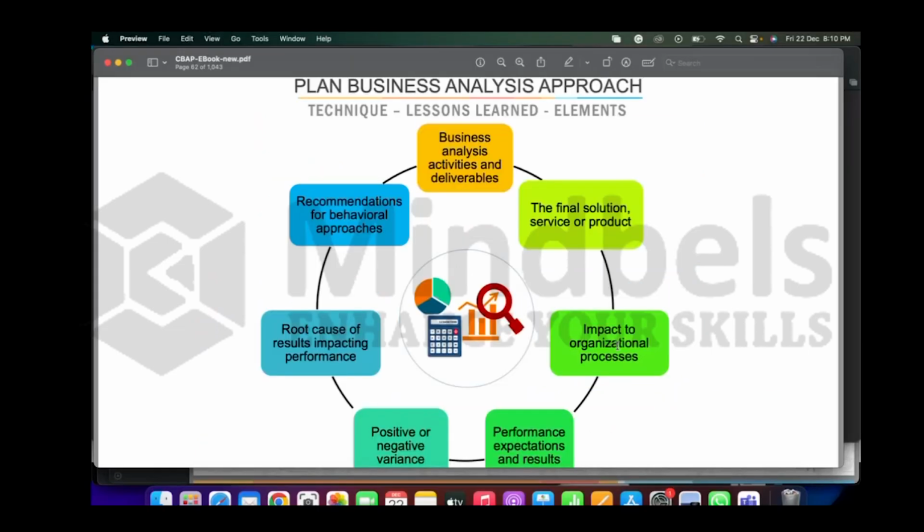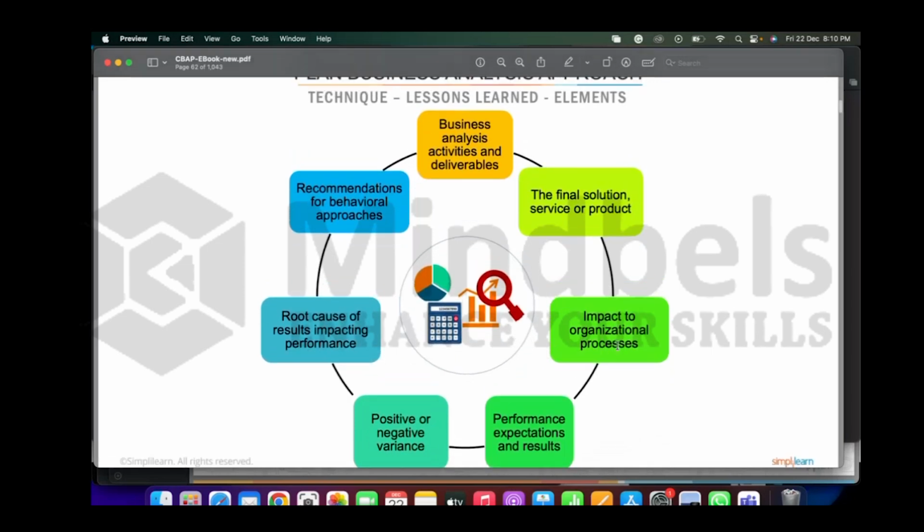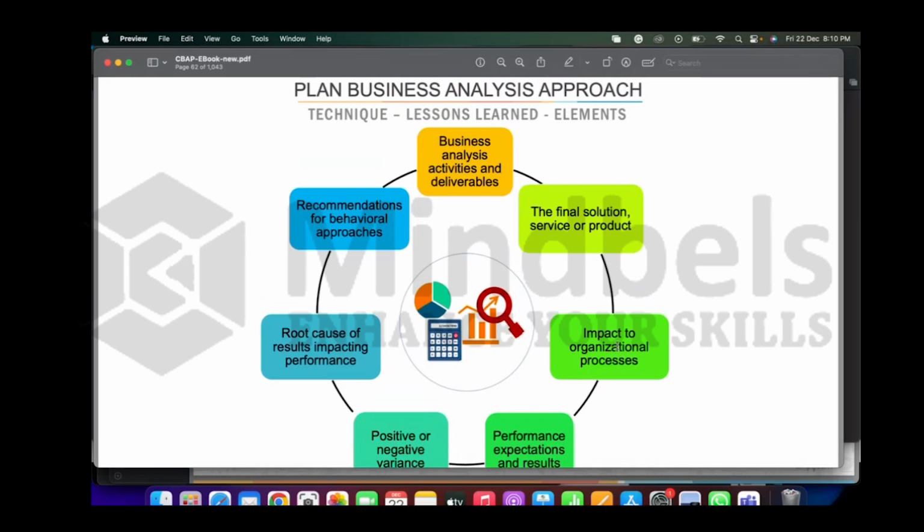What exactly are the ingredients to run this technique successfully? In general, ingredients is what I call. So basically, you need to plan your activities. What are the recommendations of behavioral approach? Then RCA, that's your root cause analysis. Then performance expectations and results, impact to the organization as well as their processes, and the final delivery of the solution.